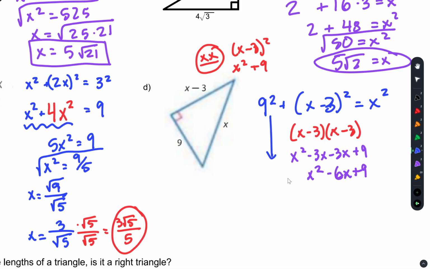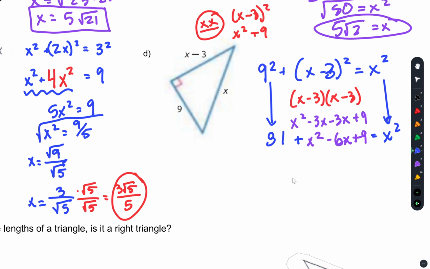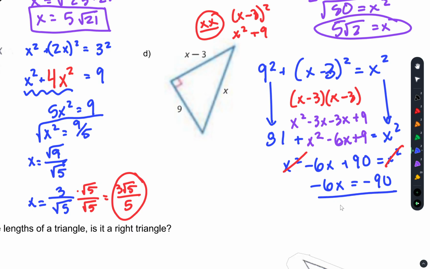Now, if I drop everything else down, I have this polynomial. I'm going to continue combining my like terms here to get x squared minus 6x plus 90 equals x squared. When I subtract my x squared from both sides, those cancel out for me. Negative 6x, I'm going to move my 90 to the other side and then divide by negative 6. So x is positive 15.